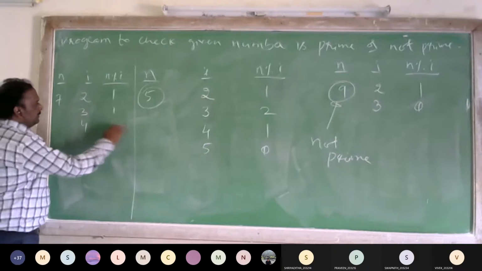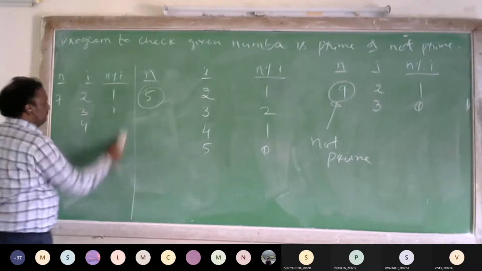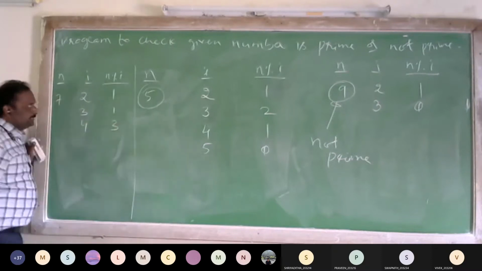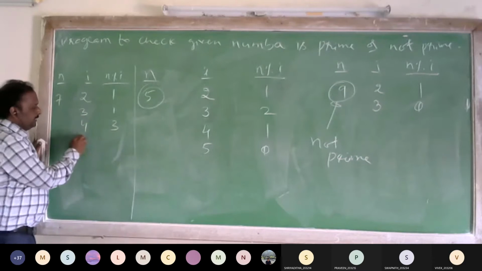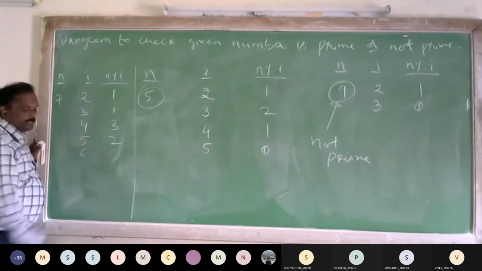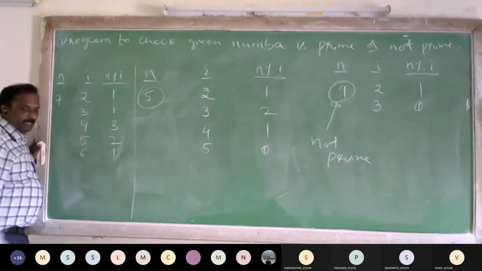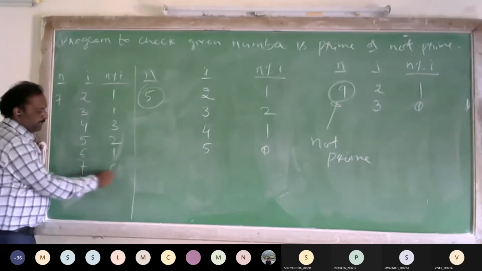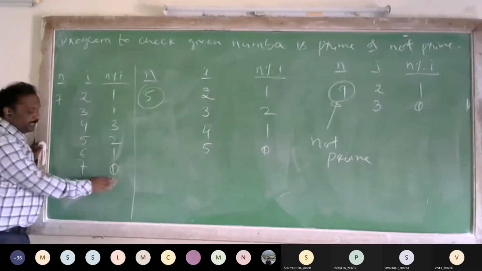What is the remainder? Remainder is 3. Increase the value of i. What is the remainder? Remainder is 2. Increase the value of i. What is the remainder? Remainder is 1. Increase the value of i. What is the remainder? Remainder is 0. When the remainder is 0, stop.